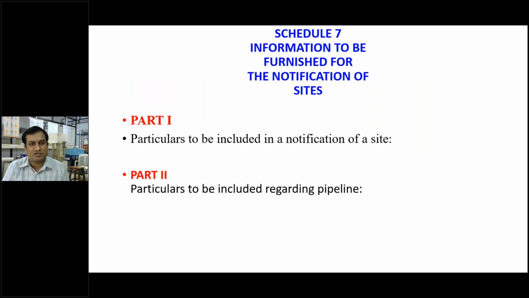Then schedule 7, information to be furnished for the notification of site. Under this schedule there are two parts. Part 1 indicates the particulars to be included in the notification of site, and part 2 the particulars to be included regarding the pipeline. So there are these two parts. I haven't mentioned again the details of all these part 1 and part 2 particulars. You have to refer to this schedule 7 for the detailed information.